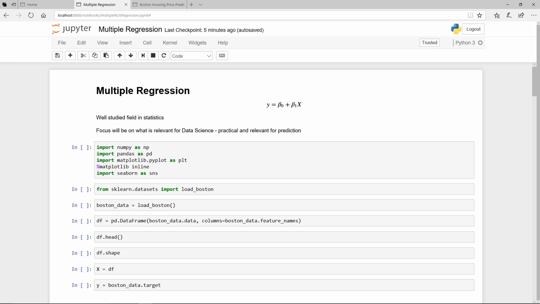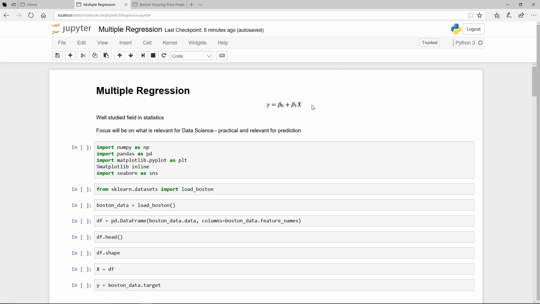Now, simple linear regression is linear regression with univariate, meaning a single feature to explain our target variable. Now that we move into multiple regression, in essence what we are looking at is multiple features to predict the target variable. Now let's start with multiple regression.